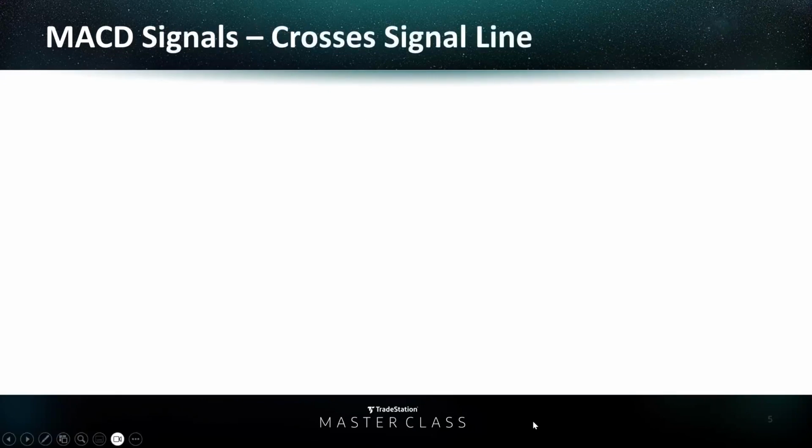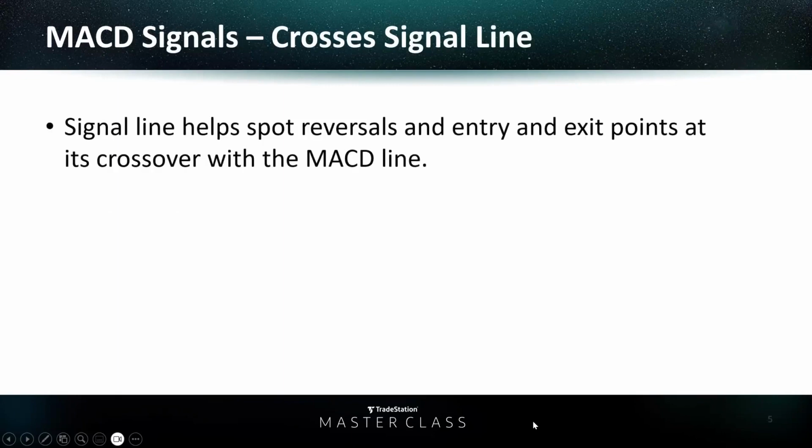The signals. What are the signals that the MACD generates? They can be interpreted in multiple ways. The first one is when the MACD line crosses the signal line. So I'm talking about the MACD line, which is the difference between the two exponential moving averages, the short and the long, and then the signal line, which is the exponential moving average of the MACD line.